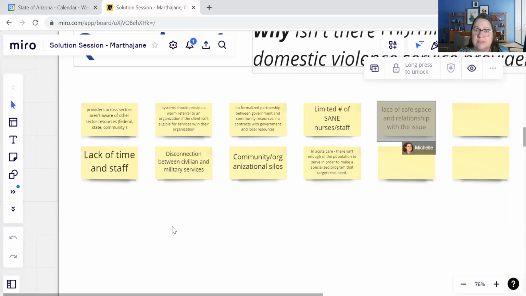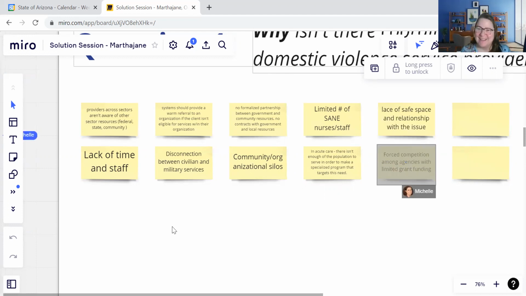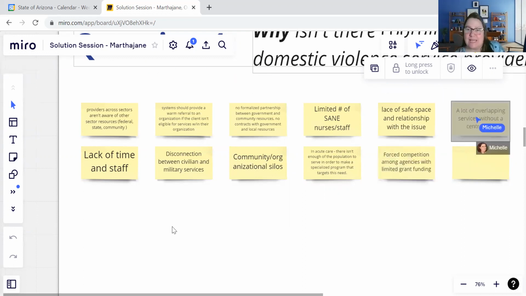Limited number of SANE nurses and staff. I'm guessing that SANE is an acronym, although in these environments you never know. If whoever typed that could type out what SANE is, or if you are a guest, you could unmute yourself and tell us what SANE is.